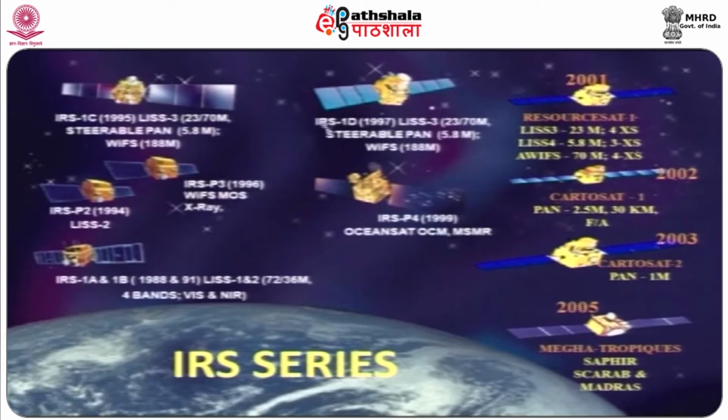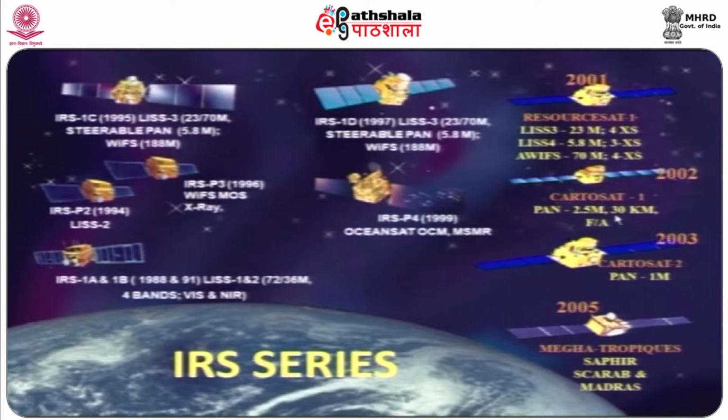Similarly, we have other satellites also. Another very important satellite, namely the IRS-1D satellite launched in 1997. Similarly, LISS-3, your PAN data and WiFS data. Of course, with the advent of various technologies, we find the Resourcesat, we call it LISS-3, same LISS-4, WiFS. In 2002, they started using what is called Cartosat with a panchromatic resolution of 2.5 meters and a swath width of 30 kilometers.